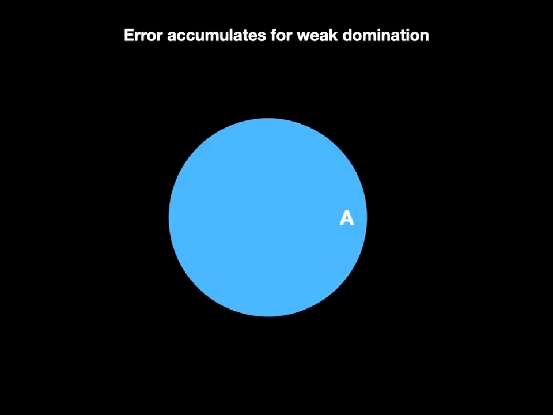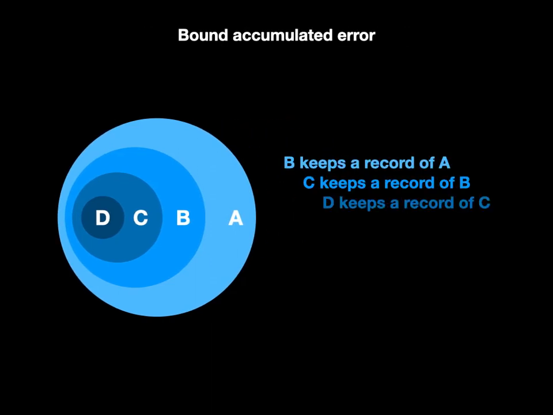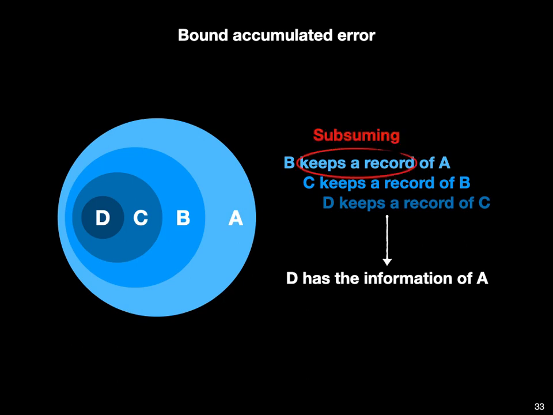We need to be super careful when we apply weak domination, since error accumulates as more dominations happen. In this example, each circle is only slightly smaller than the previous one, but finally circle D is much smaller than circle A. To solve this error accumulation, circle B keeps a record of A and so on. This nested bookkeeping enables circle D to access the information of A. In the original ARIS, such bookkeeping is done in an operation called subsuming.